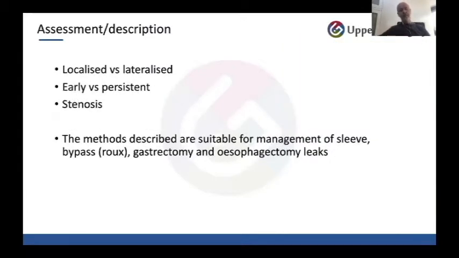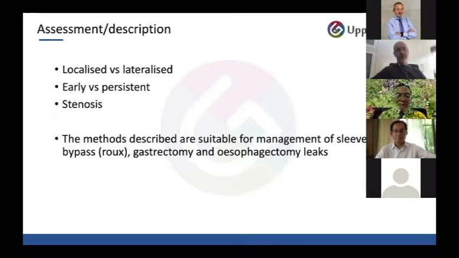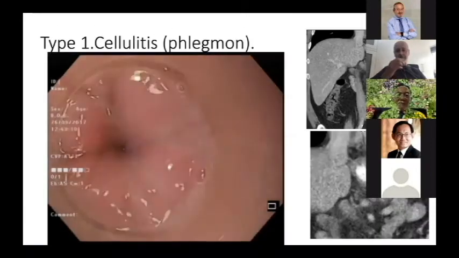And what I'm interested in when I'm looking at a leak or managing a patient with a leak, I want to know whether the infection is localized to the stomach or whether it's become lateralized, whether it's early or persistent, or whether there's a stenosis. And the methods that I'm talking about are predominantly going to be used for sleeves, but they work for roux bypasses, gastrectomies, and esophagectomies as well.